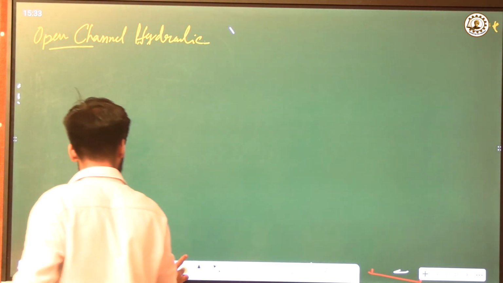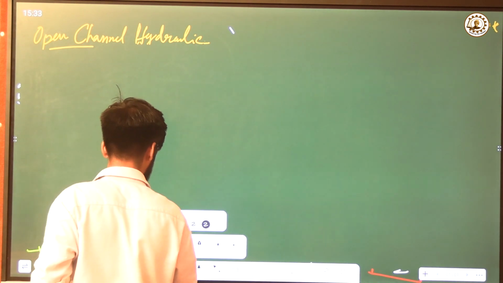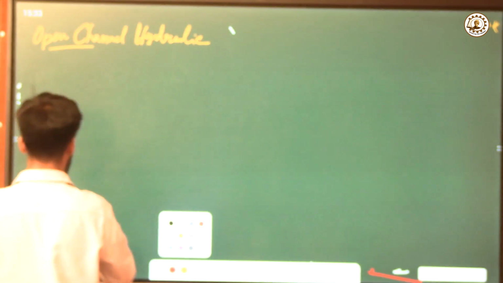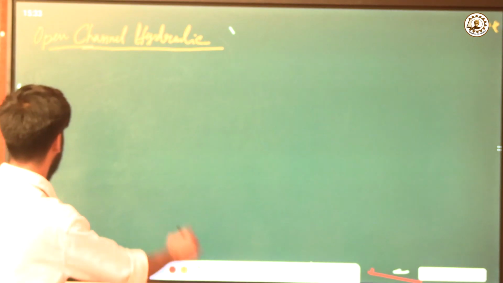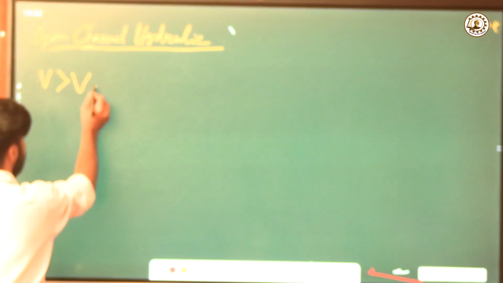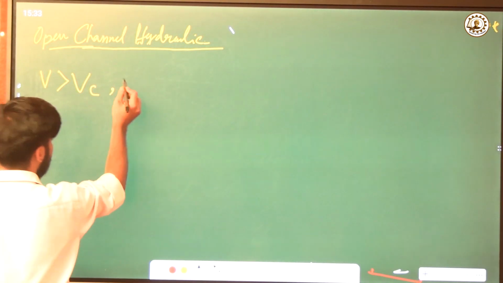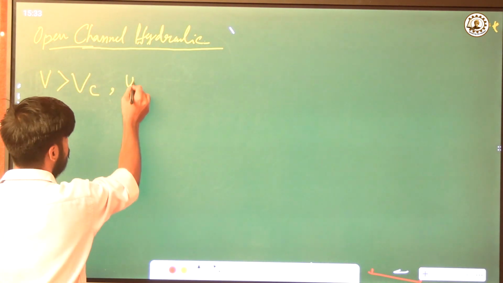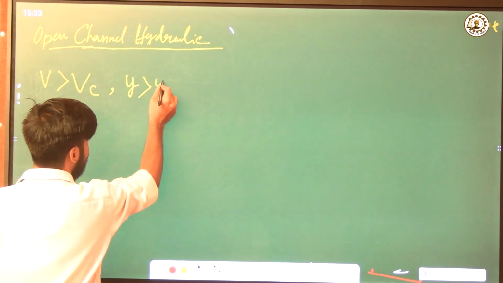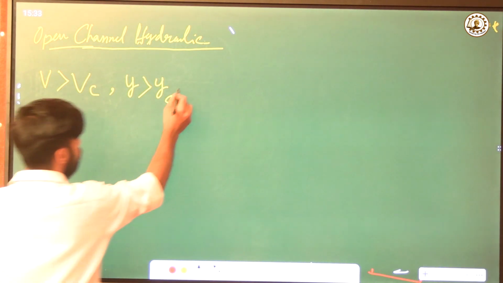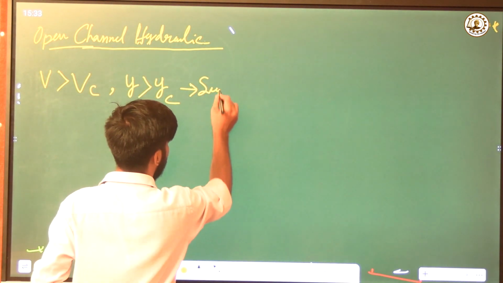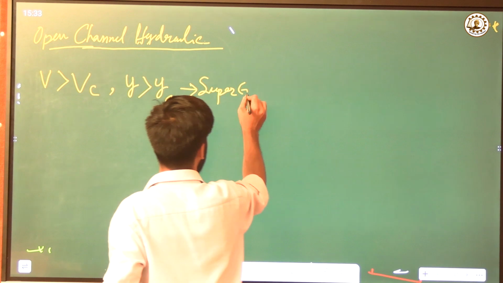Now, in order to understand the hydraulic jump, we need to understand there are mainly three types of flow. If the velocity is greater than the critical velocity, or the flow depth is lesser than the critical depth, then this is called the supercritical flow.